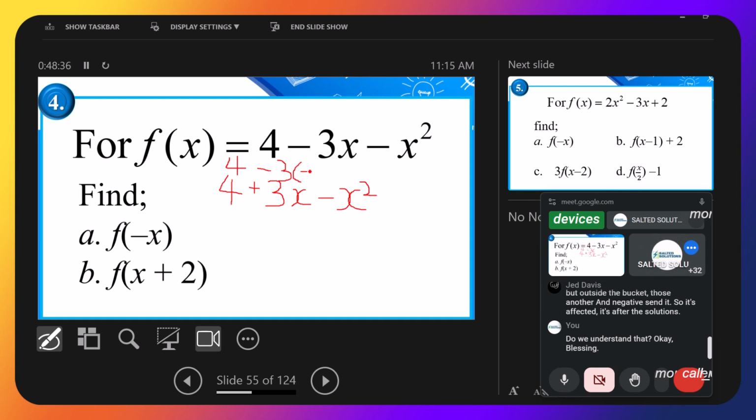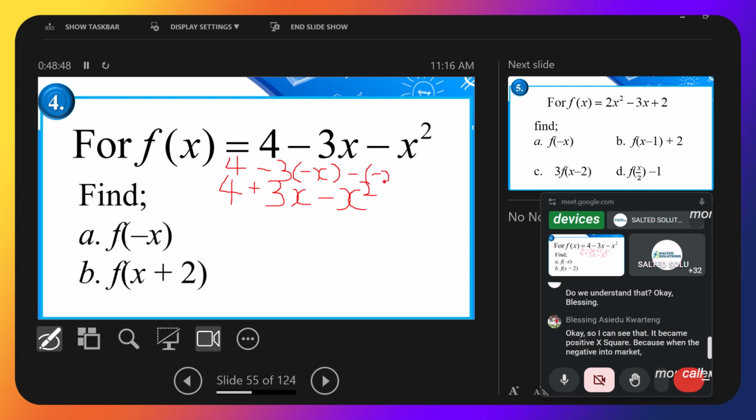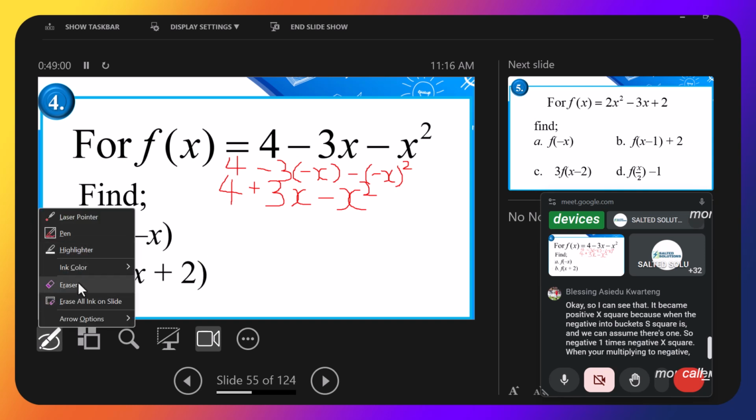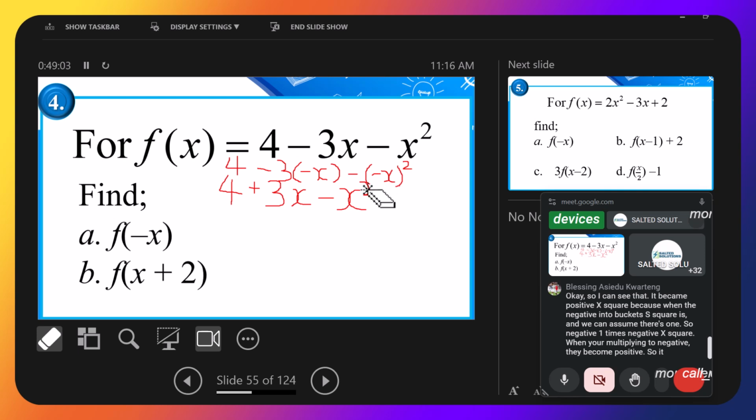Okay, so I can say that it became positive x squared because when the negative into the bracket x squared is, we can assume there's one. So negative one times negative x squared. When you're multiplying two negatives, they become positive. So it will be negative x squared. Okay, do we agree to that as well?